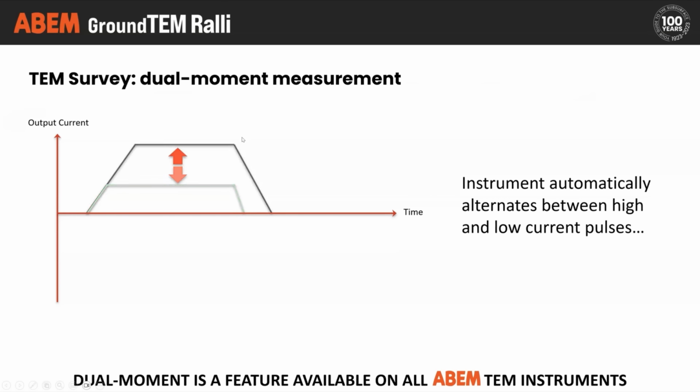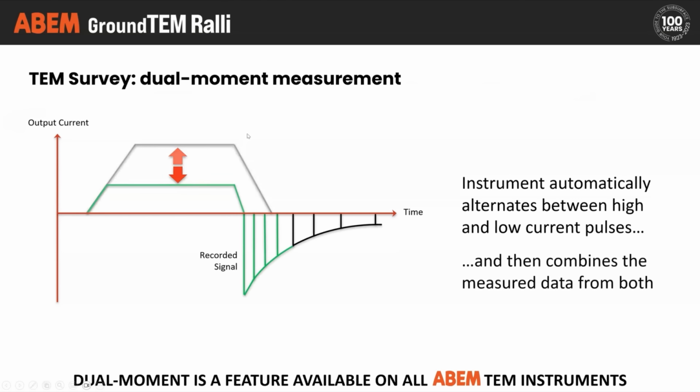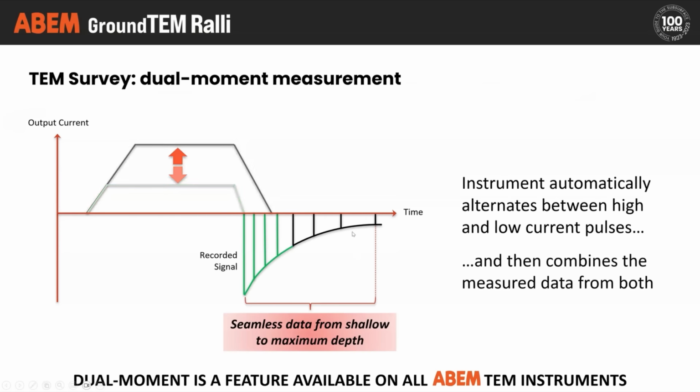So we run our instruments in what's called a dual moment measurement, dual current. So it's flicking continuously between high current pulses and low current pulses. And then a high current provides us with the information from depth, and the low current allows us those early times to be measured and gives us that more shallow detail. By combining those both together, we then have one data set to process and invert, and then that will give us our model to work from.